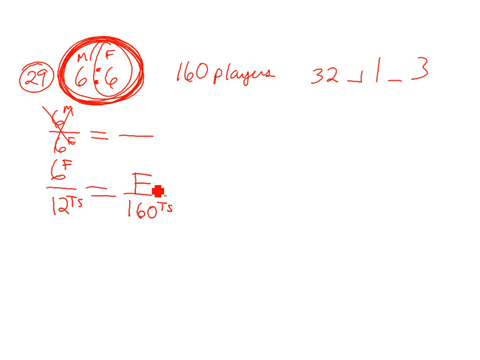Now to make this a little easier on us, guess what we could do with this 6 over 12? Is that going to make anything a little easier? Yeah, because I can do 1 times 160 in my head. 160 divided by 2 is 80. Divide by 2, and what's that equal? 80.